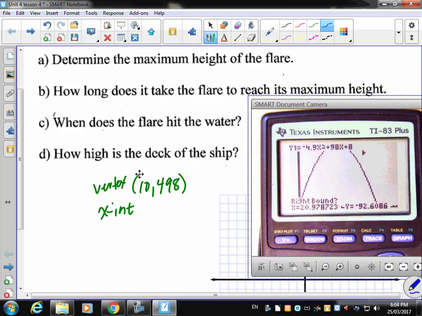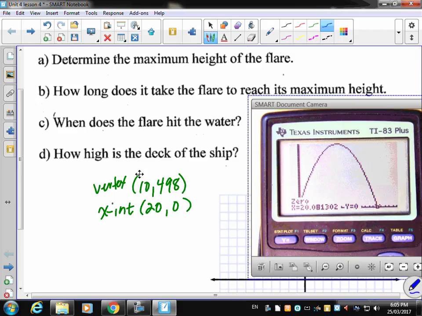See, my y values are now going negative, so I must be past that x-intercept, so I'm going to hit enter there. My two markers show me to look between here and here. Enter again. And it says my one x-intercept is 20 and a bit. So approximately 20. And it says the flare would hit the water after 20 seconds.